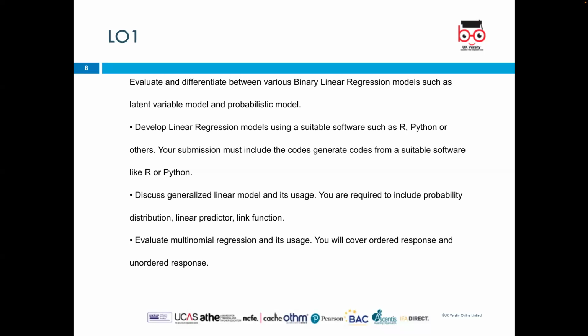So you must use one of these to do this, and then when you're submitting it, you must include the codes that you generate from the software that you use to do the assignments, and then discuss generalized linear model and its usage. You are required to include probability distribution, linear predictor, link function, and lastly, evaluate multinomial regression and its usage. You will cover ordered response and unordered response.